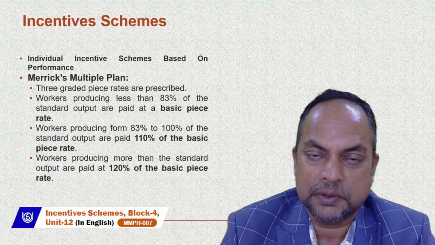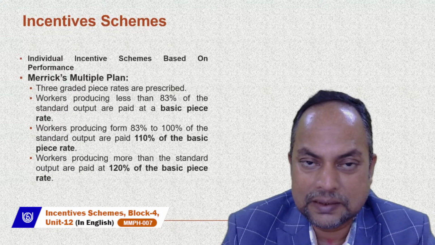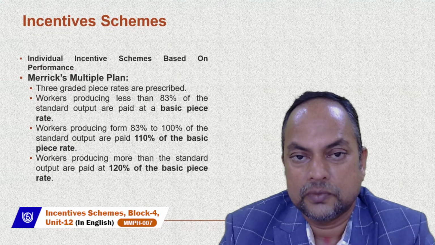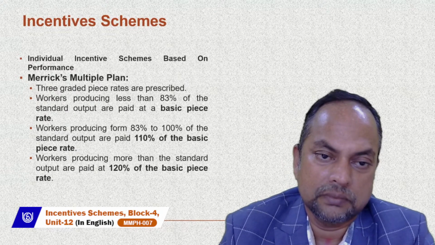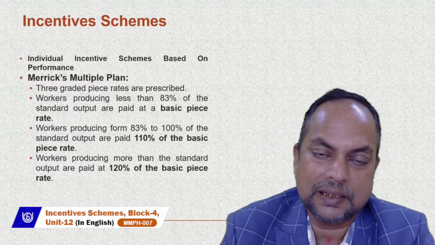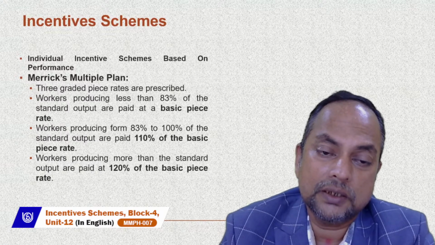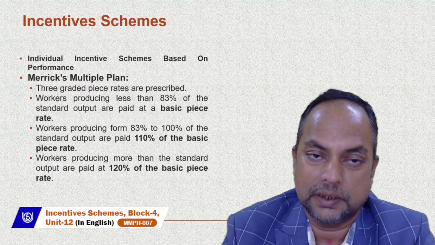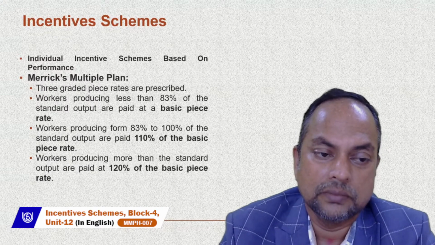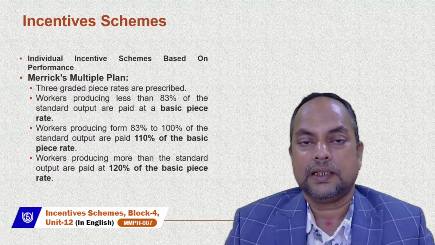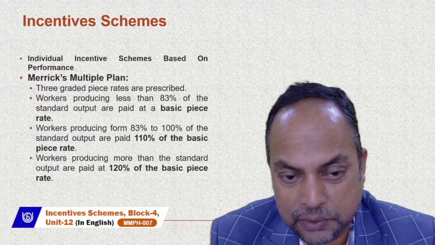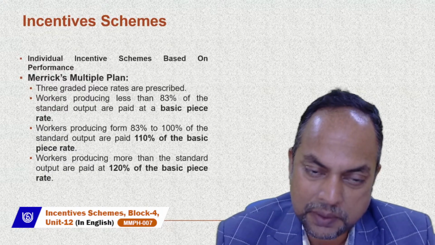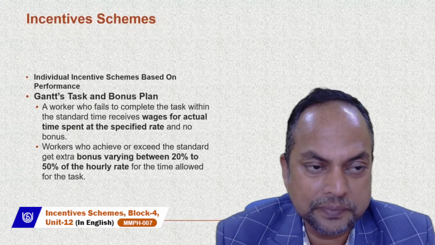80%, 83% of the productivity or less than 83% of the productivity, no additional benefit, only the standard output will be there. 83 to 100% of the productivity, 110% of the basic base rate, right? And producing more than the standard, that will make them 120% of the basic base rate system. So Merrick's multiple plan is calculated on that.